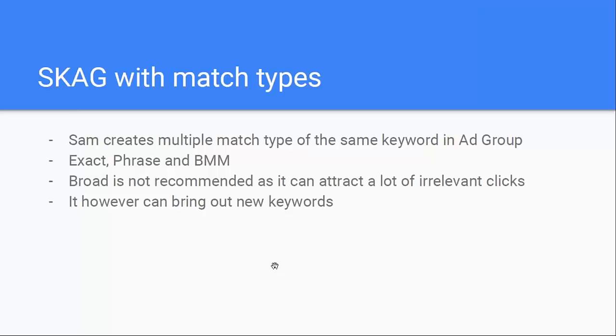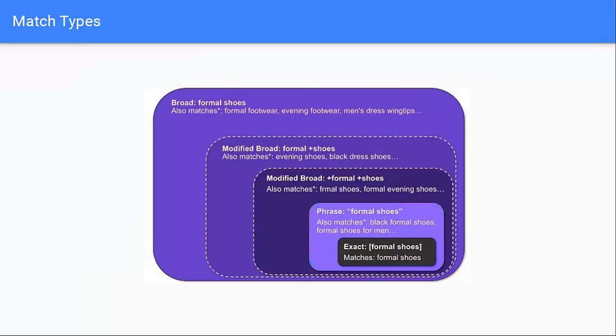Right. I think I will show it again. I think this particular picture explains it the best. Exact is the most strict of the match types, where only searches which are exactly the same will be triggered. Phrase is more like the formal shoes, right? Here the example is formal shoes. So the formal shoes has to be present in that exact order. So black formal shoes or formal shoes for men are examples of phrase.